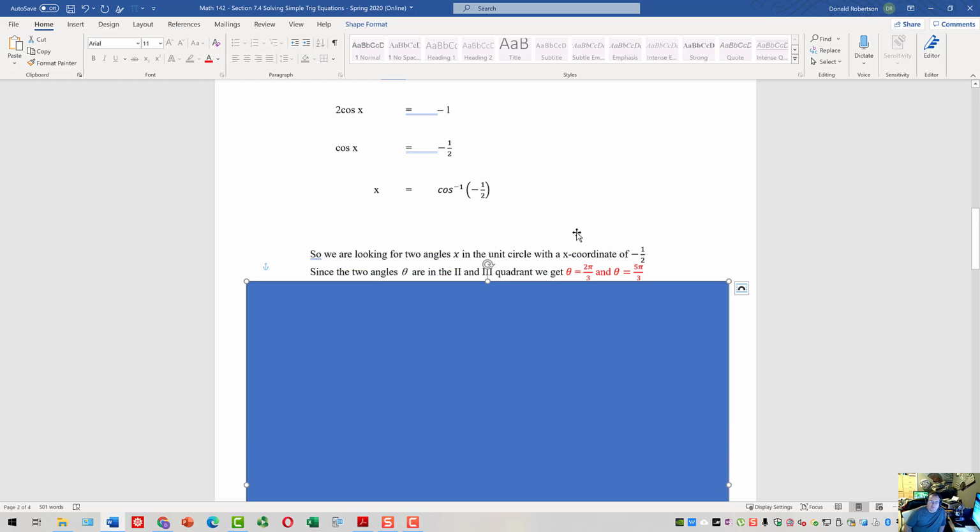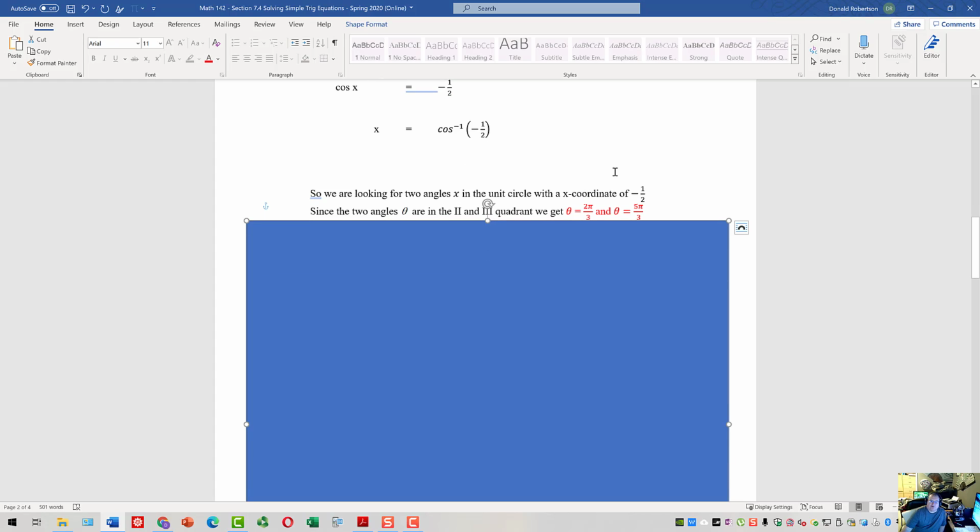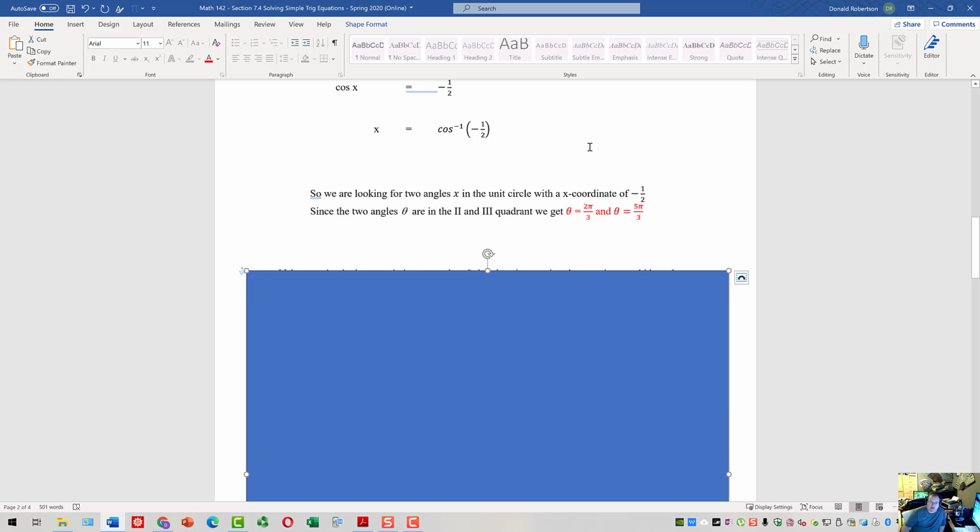Right. So what we're looking for are 2 angles x in the unit circle that have an x-coordinate of -1/2. Now, since that's a negative number, we know we need to look at the second and third quadrants, and the ones that work, I believe, are 2/3 pi and 5/3 pi. Technically, in this question, it's x equals 2/3 pi and x equals 5/3 pi.